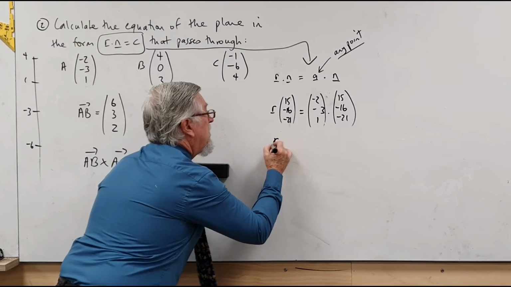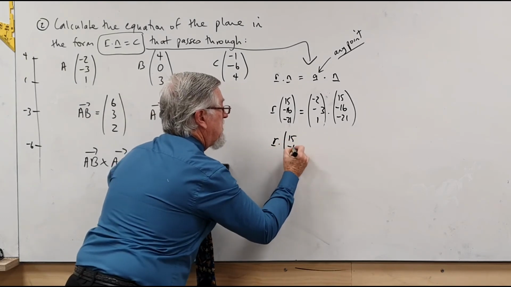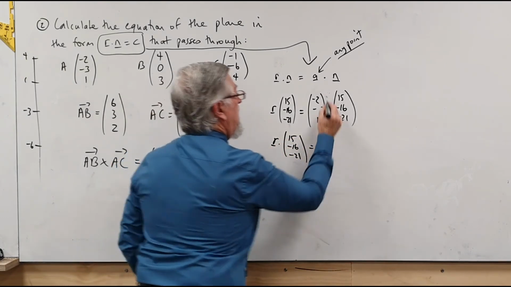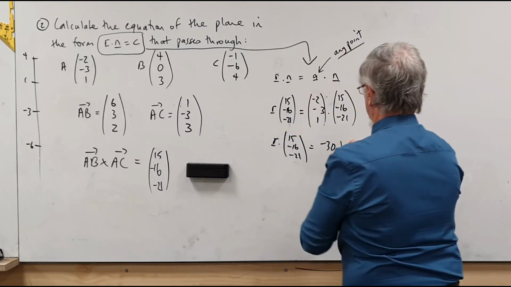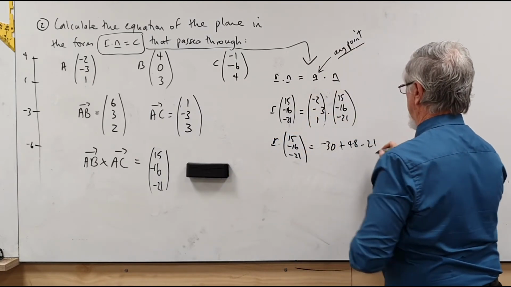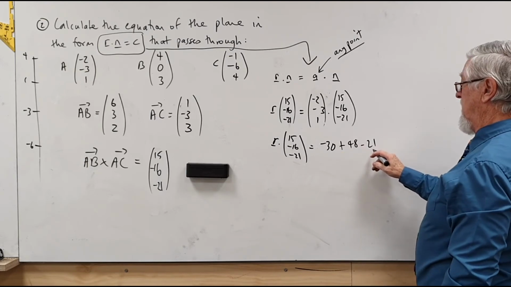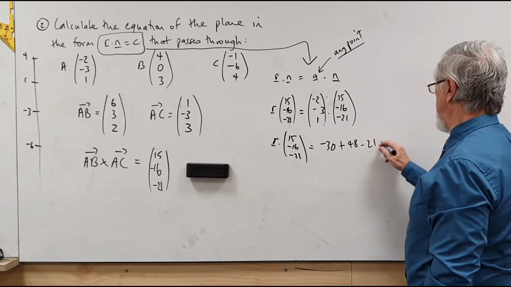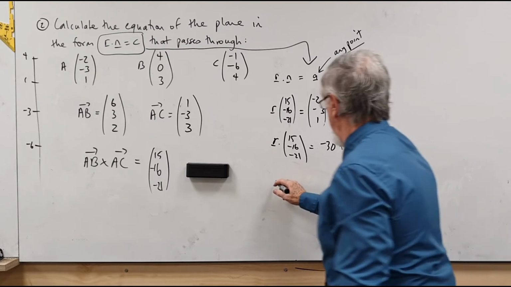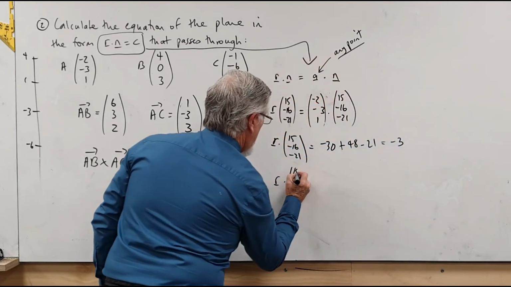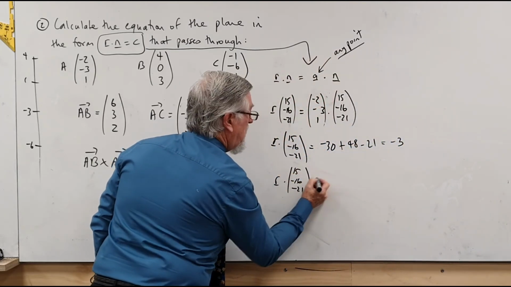So, Ethan, probably because it's yucky, I would go that's minus 30, I go that's plus 48, I go that's minus 21. And then what's that? 48 minus 51. So it's minus 3. So our vector equation is 15, minus 16, minus 21, dotted, and that's minus 3.